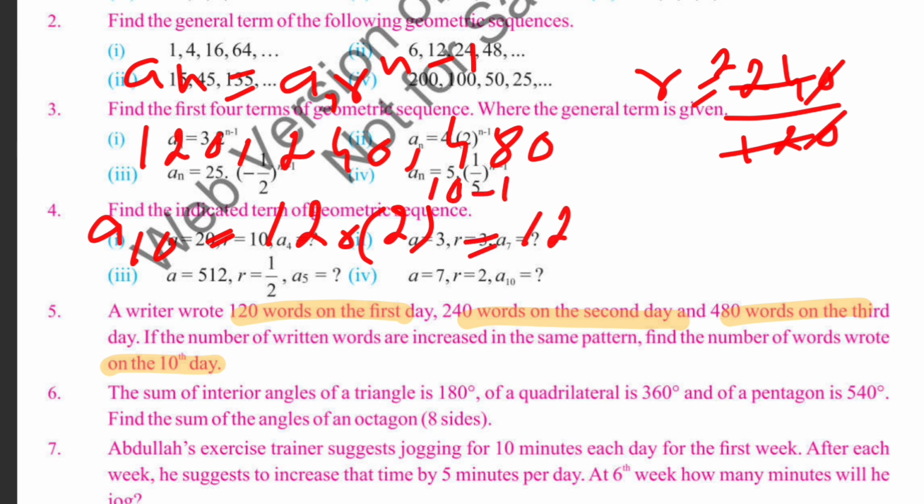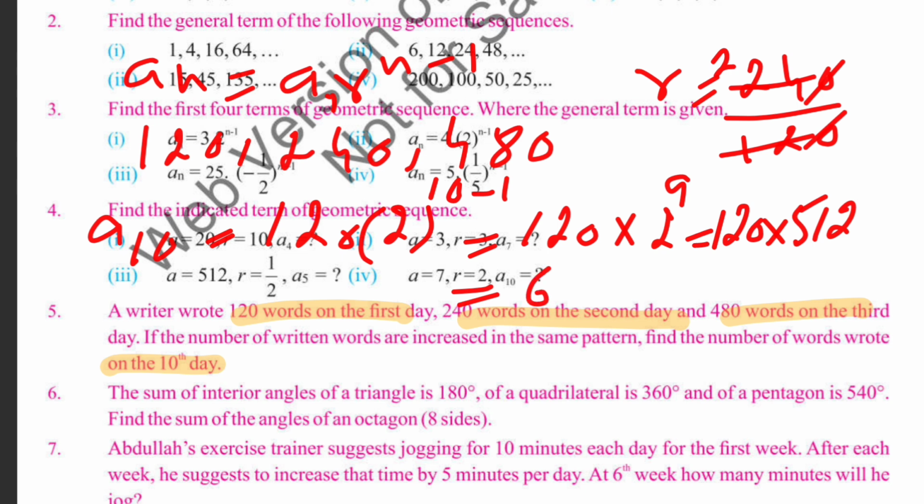More simplify, here is 120 multiply 2 raised to the power 9 is equal to 120 multiply 512, and the total answer is 61,440. These words. Okay.